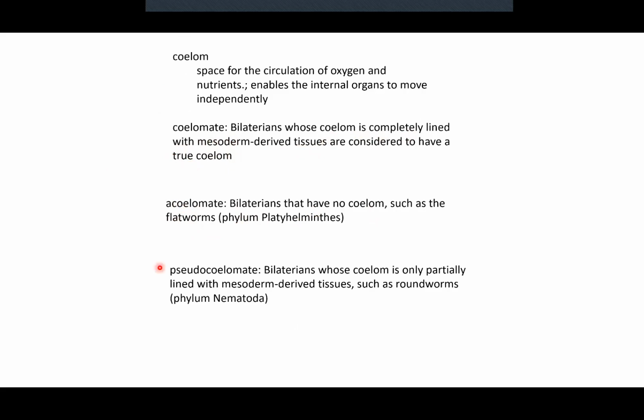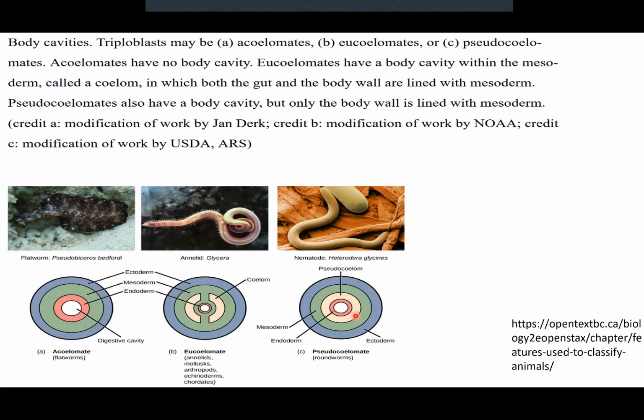And pseudocoelomates have a coelom partially lined with mesoderm-derived tissues, like roundworms. And again, this comes from that super helpful online textbook that I just mentioned.